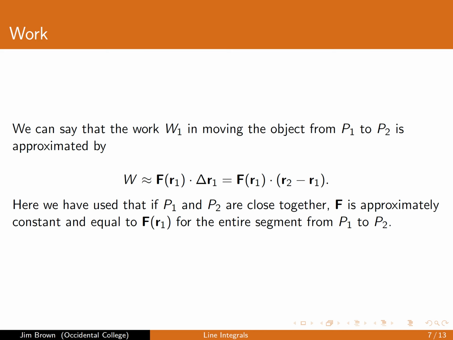One thing to note here is that f might be changing over that curve when you go from P1 to P2, but as long as those points are pretty close together, f doesn't change much over that curve, so we'll say it's approximately f of r1 over that entire segment. You could also say it's approximately f of r2, that would be fine too. We're just choosing a left-hand side here, so if you think back to integrals, this is a left-hand sum. So that gives us a reasonable approximation to the work to move from P1 to P2.